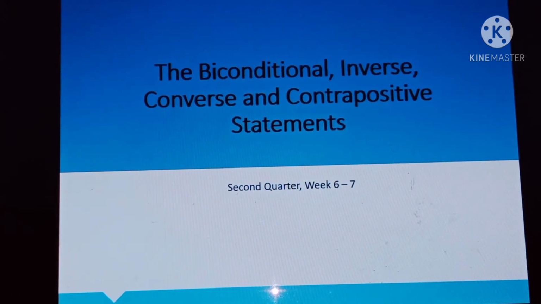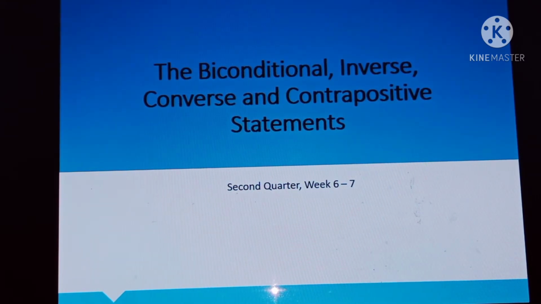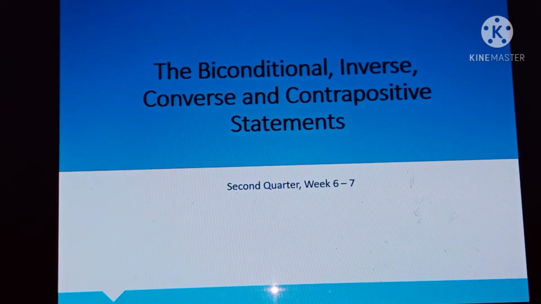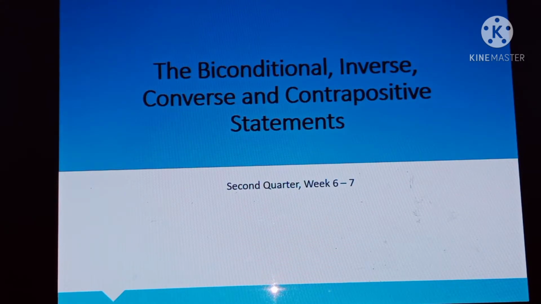Hello everyone, welcome to the lesson for second quarter, week 6 to 7: the biconditional, inverse, converse, and contrapositive statements. So, ito yung lesson na related dun sa lesson ng week 5. So let's have the objectives.